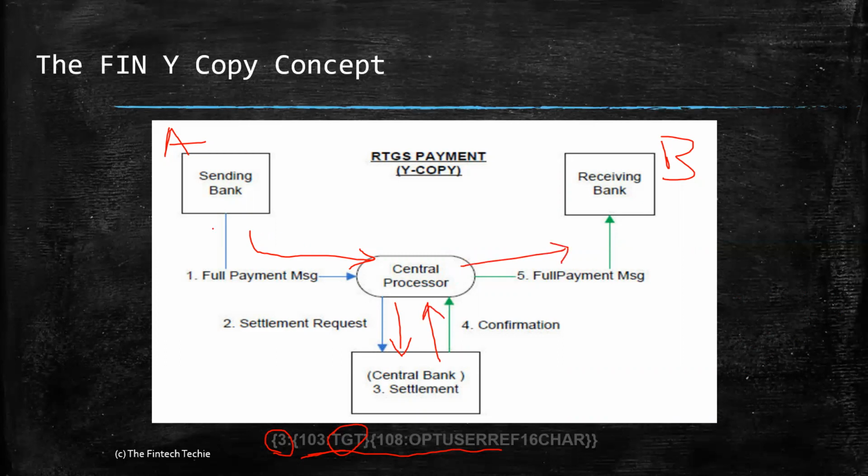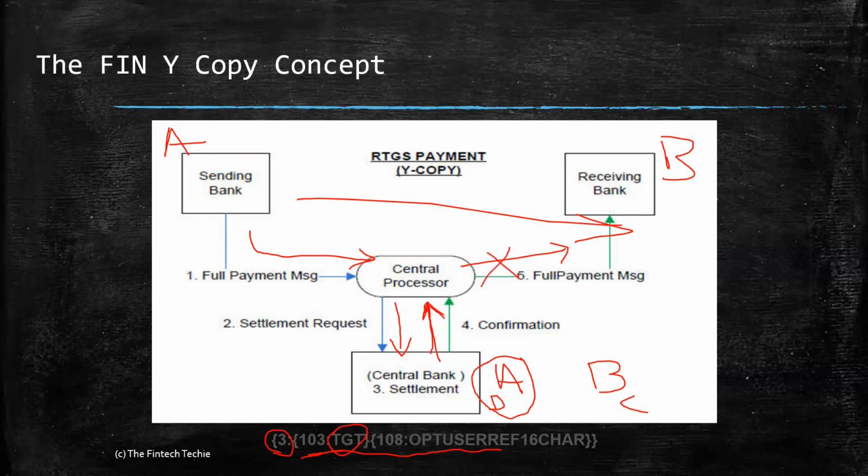In the central bank, both A and B maintain their funds in their respective accounts. When the message is transmitted from the sending bank to the receiving bank, A's account is debited and B's account is credited. If A doesn't have enough funds in the account, the confirmation won't be sent; a rejection would be sent instead, and the message would not be forwarded to the receiving bank.